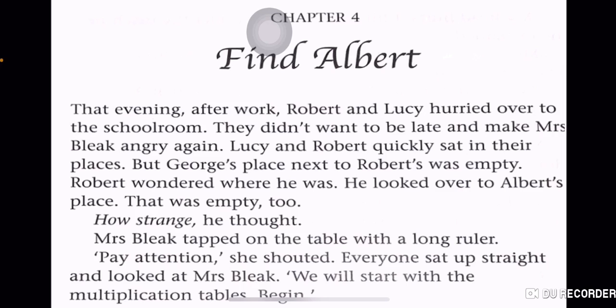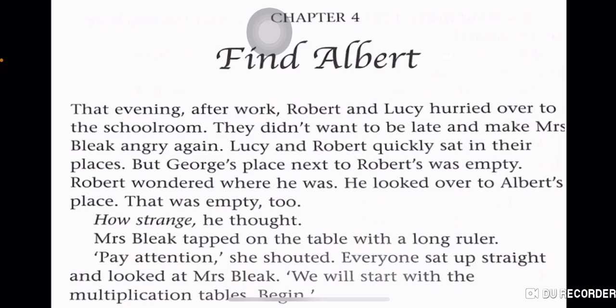Find Albert. That evening, after work, Robert and Lucy hurried over to the schoolroom. They didn't want to be late and make Mrs. Bleak angry again. Lucy and Robert quickly sat in their places, but George's place next to Robert's was empty. Robert wondered where he was. He looked over to Albert's place. That was empty too.